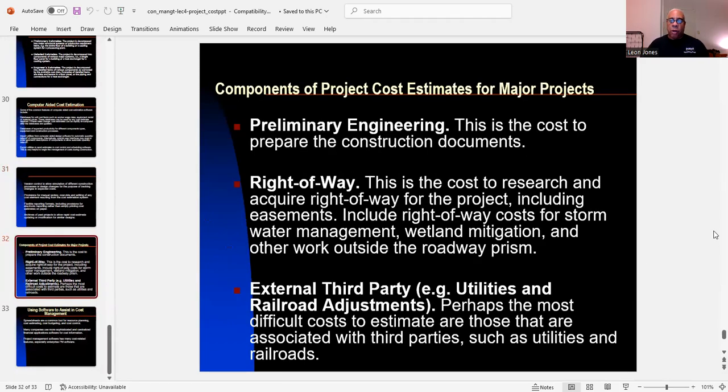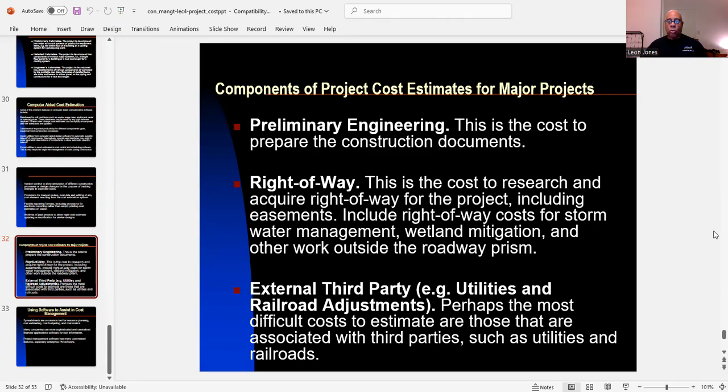Now, components of project cost estimates for major projects. Well, there is what we call preliminary engineering. This is the cost to prepare the construction documents. Now, what are the construction documents? Your plans and your specifications, probably your special provisions. You're going to use the preliminary engineering to establish the contract. And you have your right-of-way. This is the cost to research and acquire right-of-way for the project, including easements, including right-of-way costs for stormwater management, wetland mitigation, and other work outside the roadway prism.